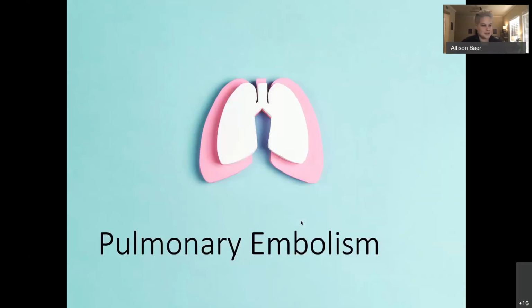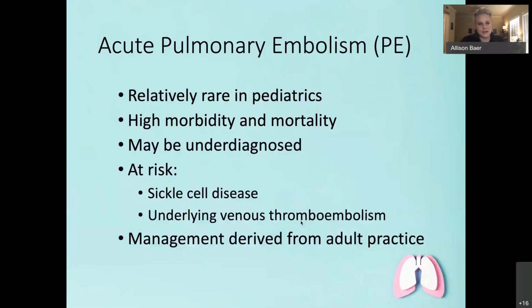All right, next up is pulmonary embolism. We don't see this a lot in kids. It's relatively rare. There are some groups that are at a higher risk, like sickle cell, or if they have some underlying, either already a DVT in some other part of their body or some kind of clotting problem. But it is associated with high morbidity and mortality, and it may go underdiagnosed, especially in peds. It's not usually the first thing we think about.